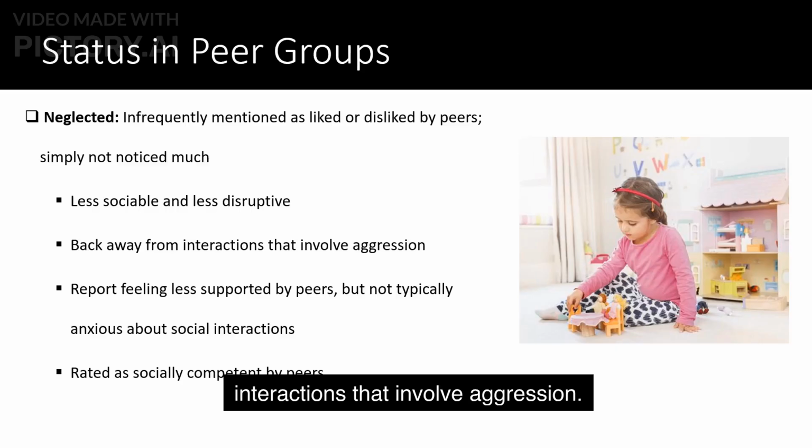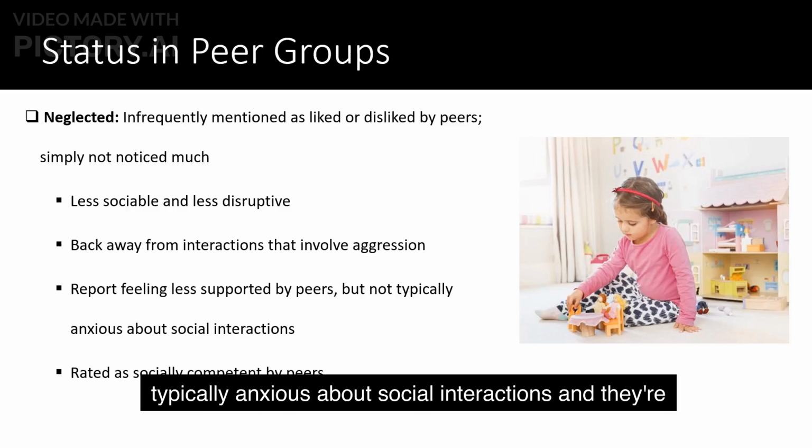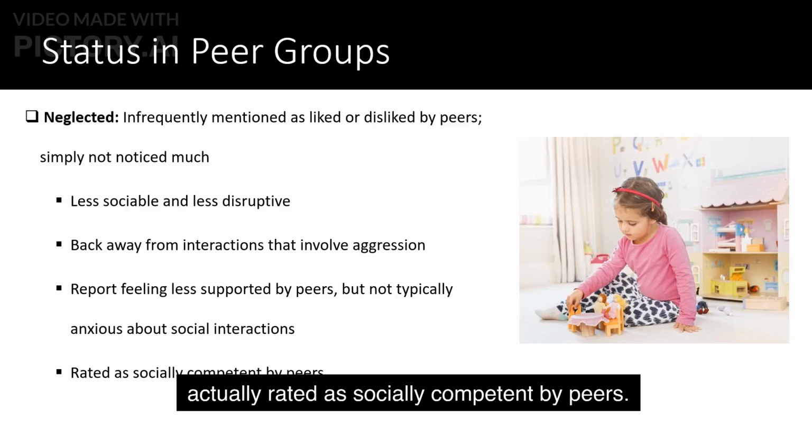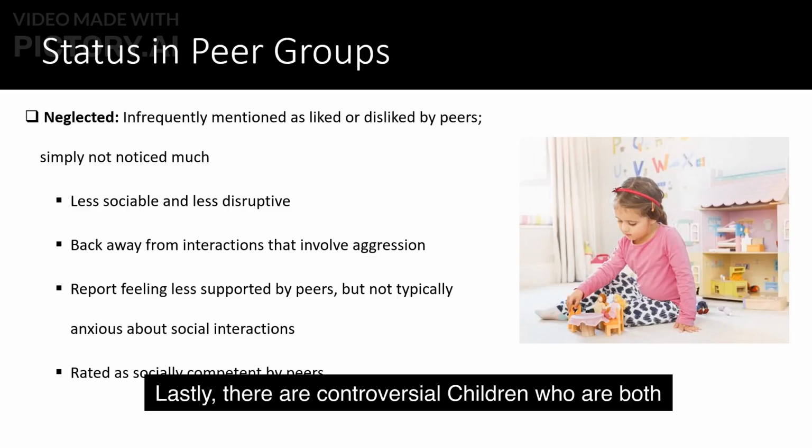They back away from interactions that involve aggression. They report feeling less supported by peers, but not typically anxious about social interactions. And they're actually rated as socially competent by peers. So again, they're not struggling with anything, they're just not as noticed.